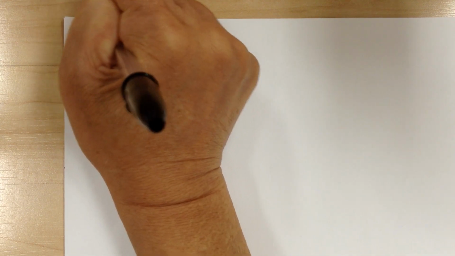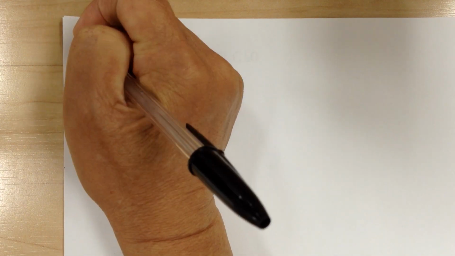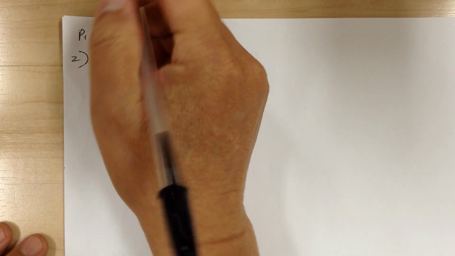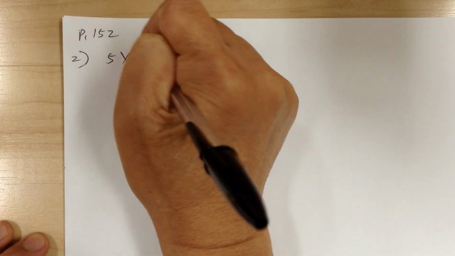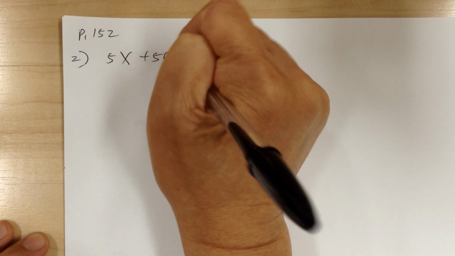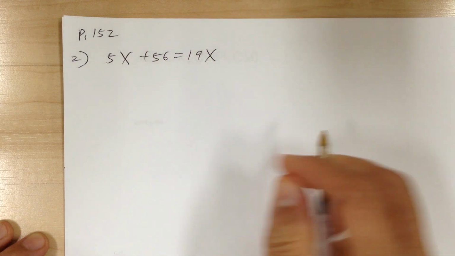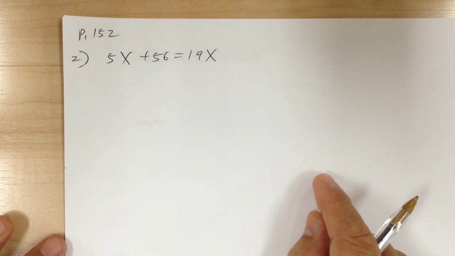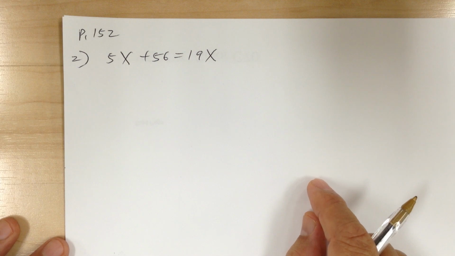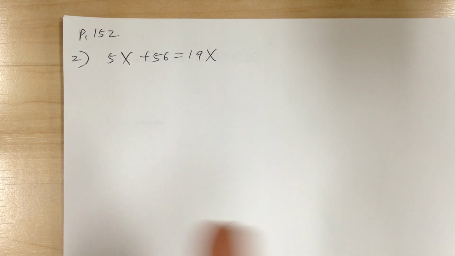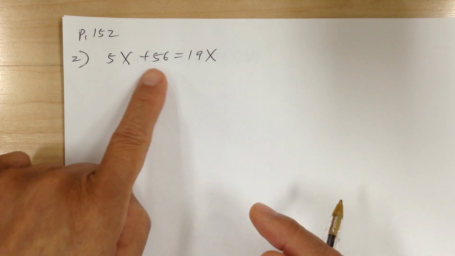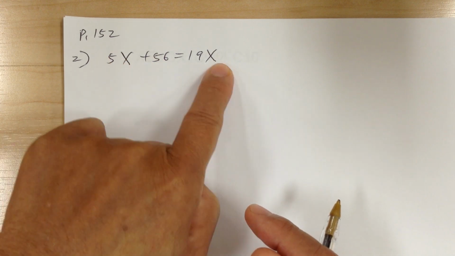Let's go to page 152 and start with number 2. You have 5x plus 56 equal to 19x. Now, when you have variable on both sides, you need to consolidate your variable to one side. So you want to put the number on one side, the variable on the other side. Since the number is over here, we're going to move this over.